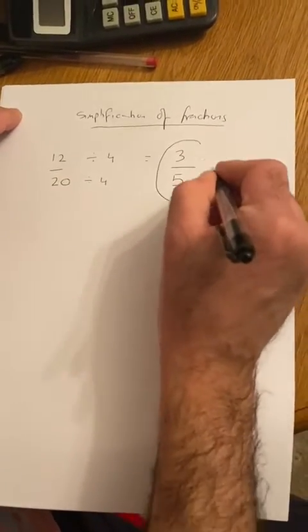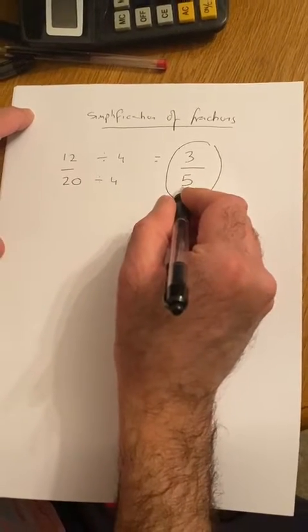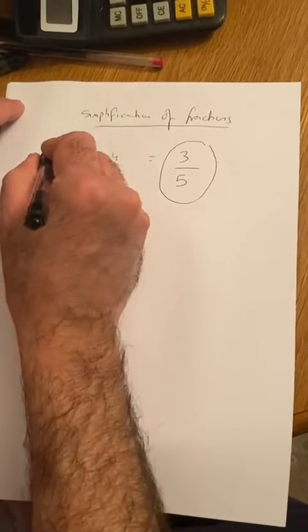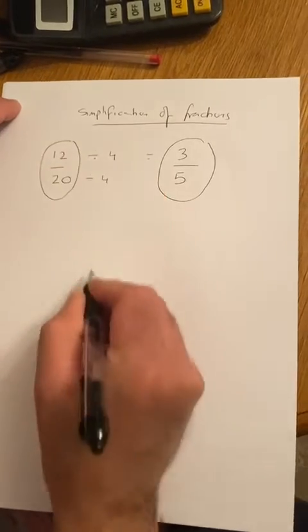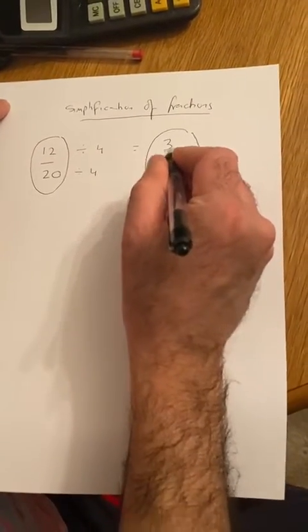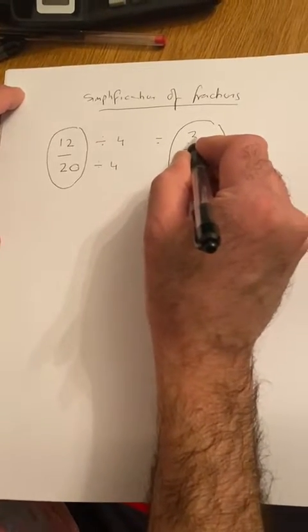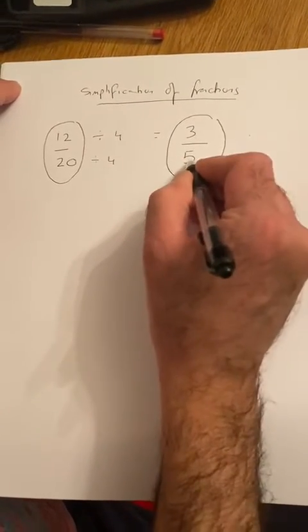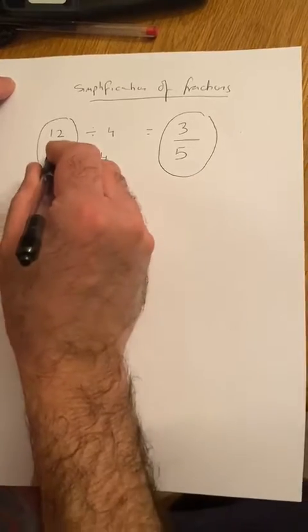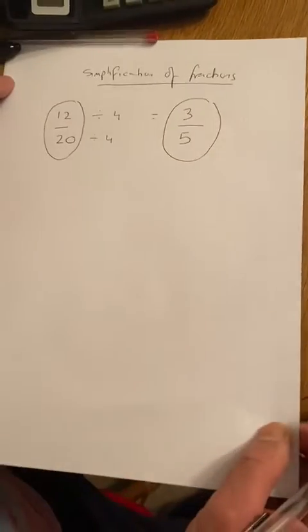This now represents the simplest fraction form of the original fraction. We can't divide this any further to give a complete number on the top and the bottom. So 3 over 5 is the simplest form of 12 over 20.